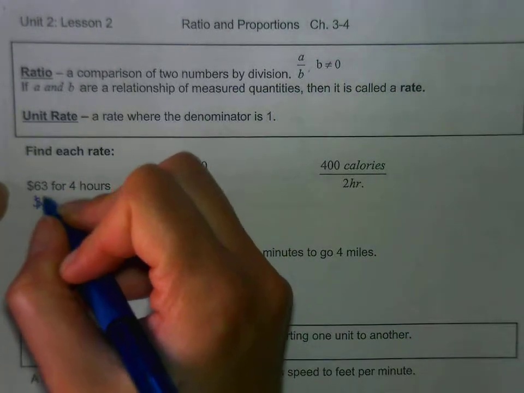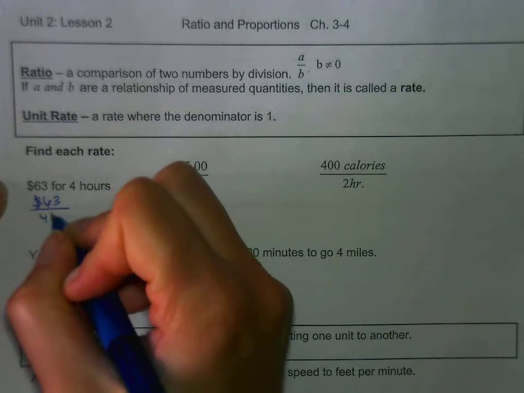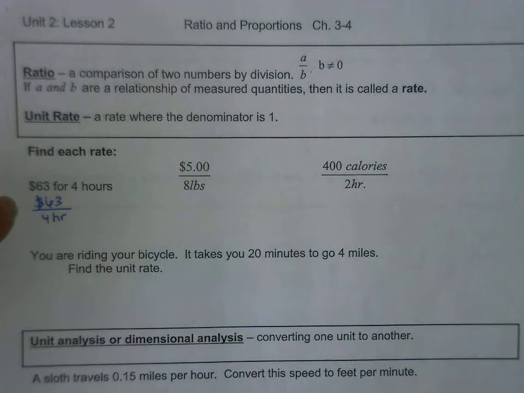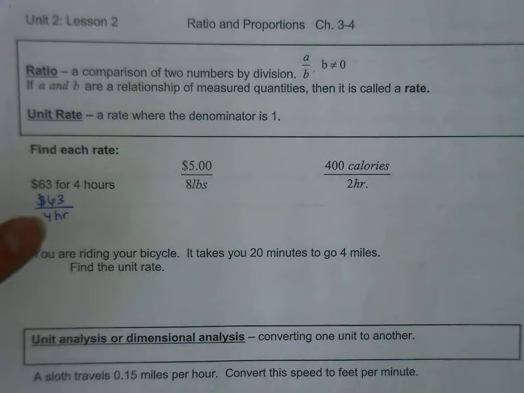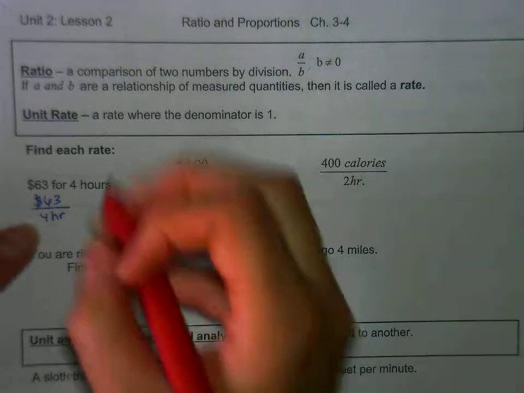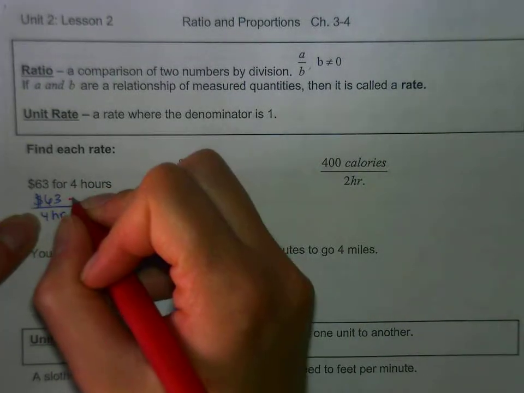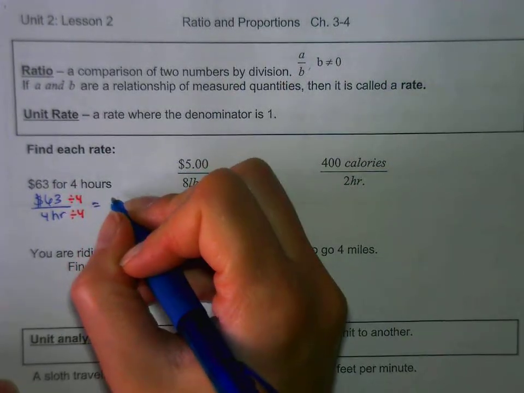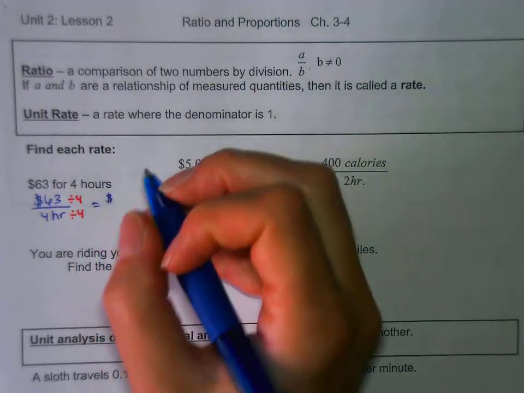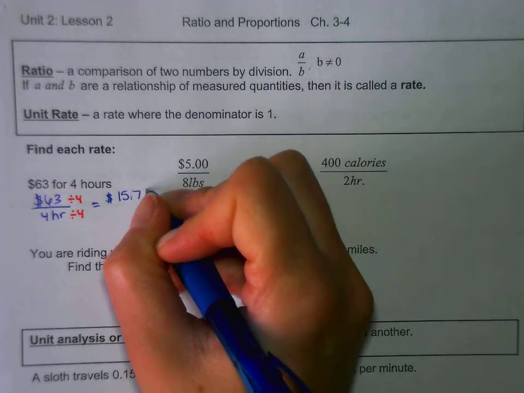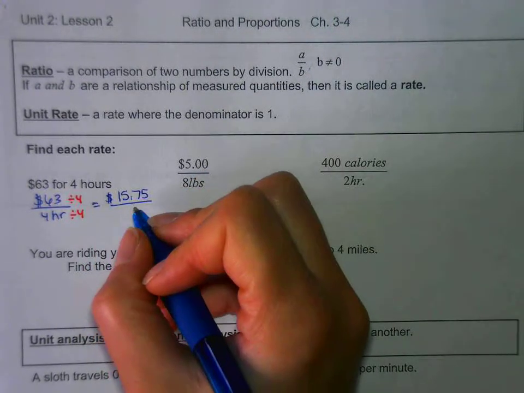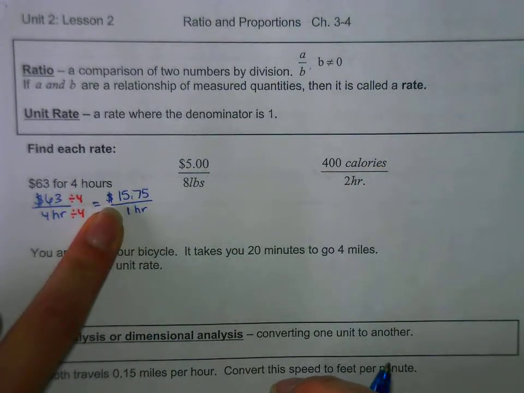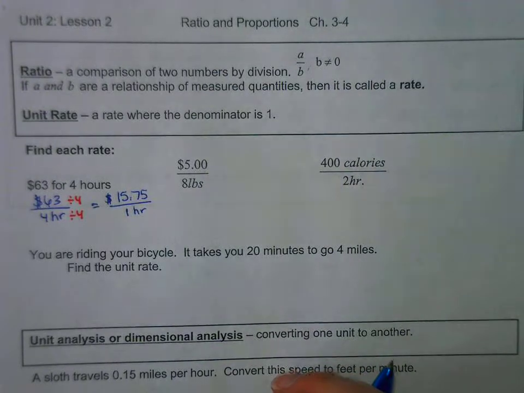So I have $63 in 4 hours. So if we just say we worked for 4 hours and we made $63. What is the unit rate? So if I want a 1 in the denominator, I want to take my 4 and divide it by 4, and then also do that to the numerator. So when I do that, $63 divided by 4 is $15.75, and then 4 hours divided by 4 is just 1 hour. So that means I am making $15.75 in 1 hour.